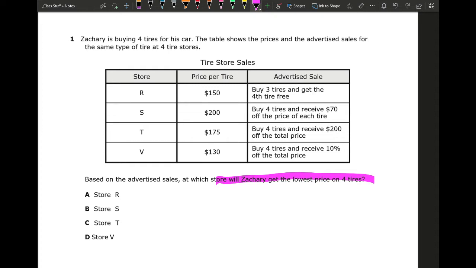So for example, on store R, we have $150 per tire. But they say if you buy 3 tires, the 4th one is free. So for store R, all we've got to do is multiply this one by 3. And when we do that, we get $450. So at store R, you will spend a total of $450 for the 4 tires, because I don't need to pay for the 4th tire. This is what it's saying right here. The 4th one is free.